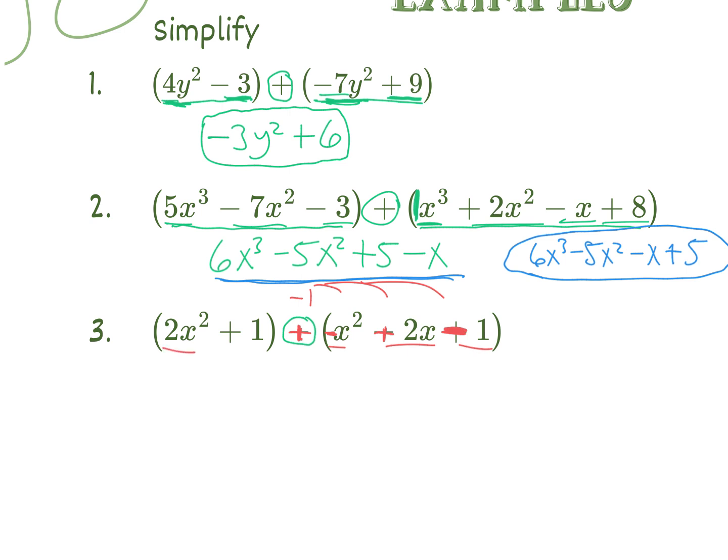So I can do a 2x squared minus x squared. That's going to be a 1x squared. 1 minus 1 cancels out. And then I get a plus 2x. All right, so this is our remaining polynomial.